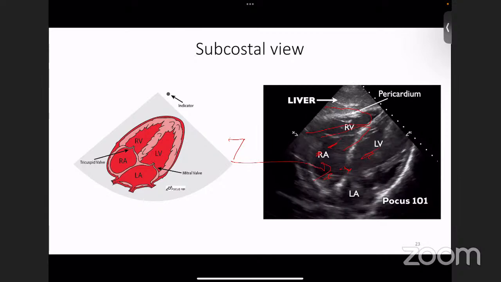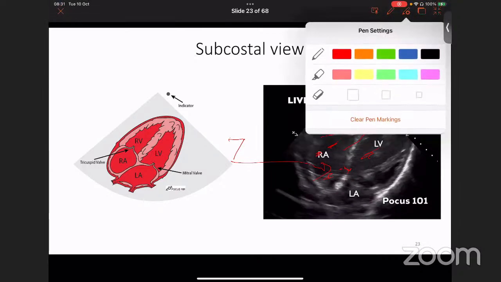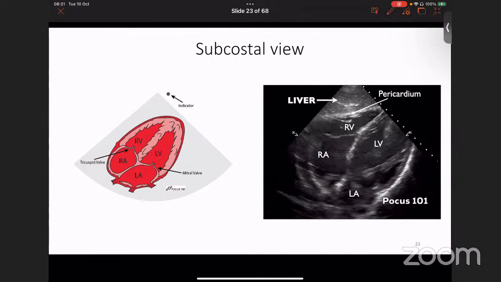So this is another thing what you will see. Okay, the RV, the RA, LA, LV.